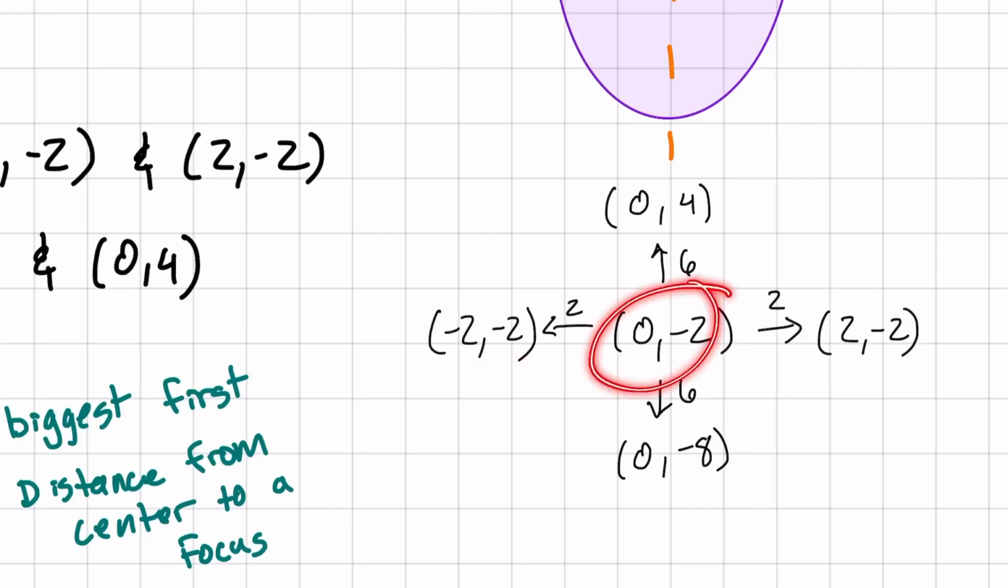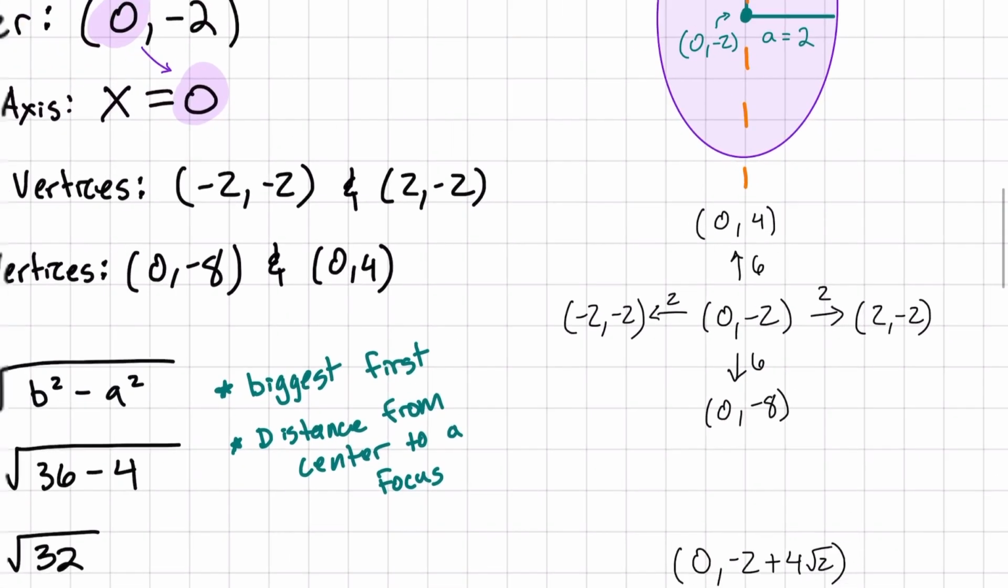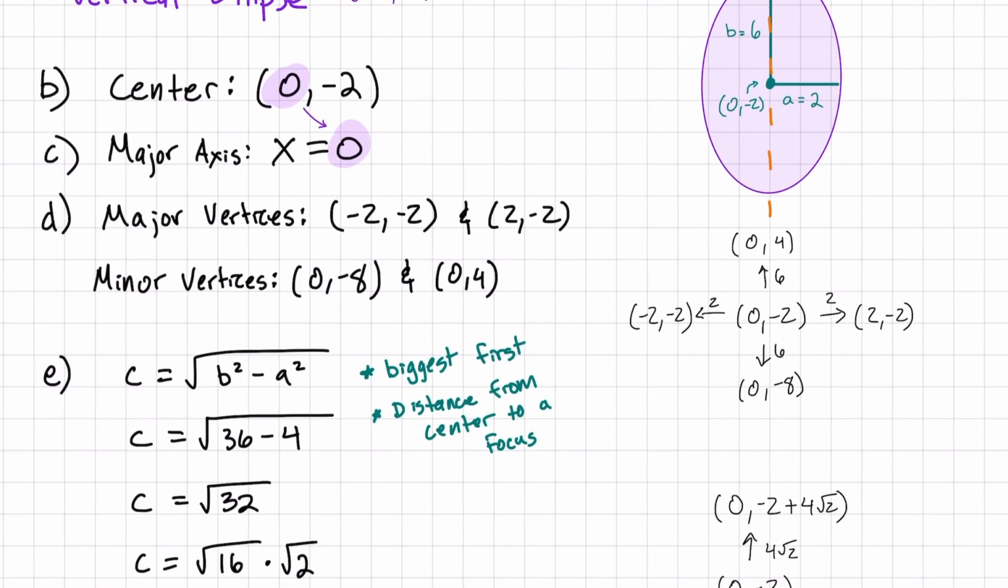If I take my center and I go up 6, now I'm just going to add 6 to my y value, and I'm at (0, 4). If I go down 6, I'm going to subtract 6 from my y value, and I'm at (0, -8). So those are my vertices: my minor vertices, (-2, -2) and (2, -2), and my major vertices, (0, -8) and (0, 4).